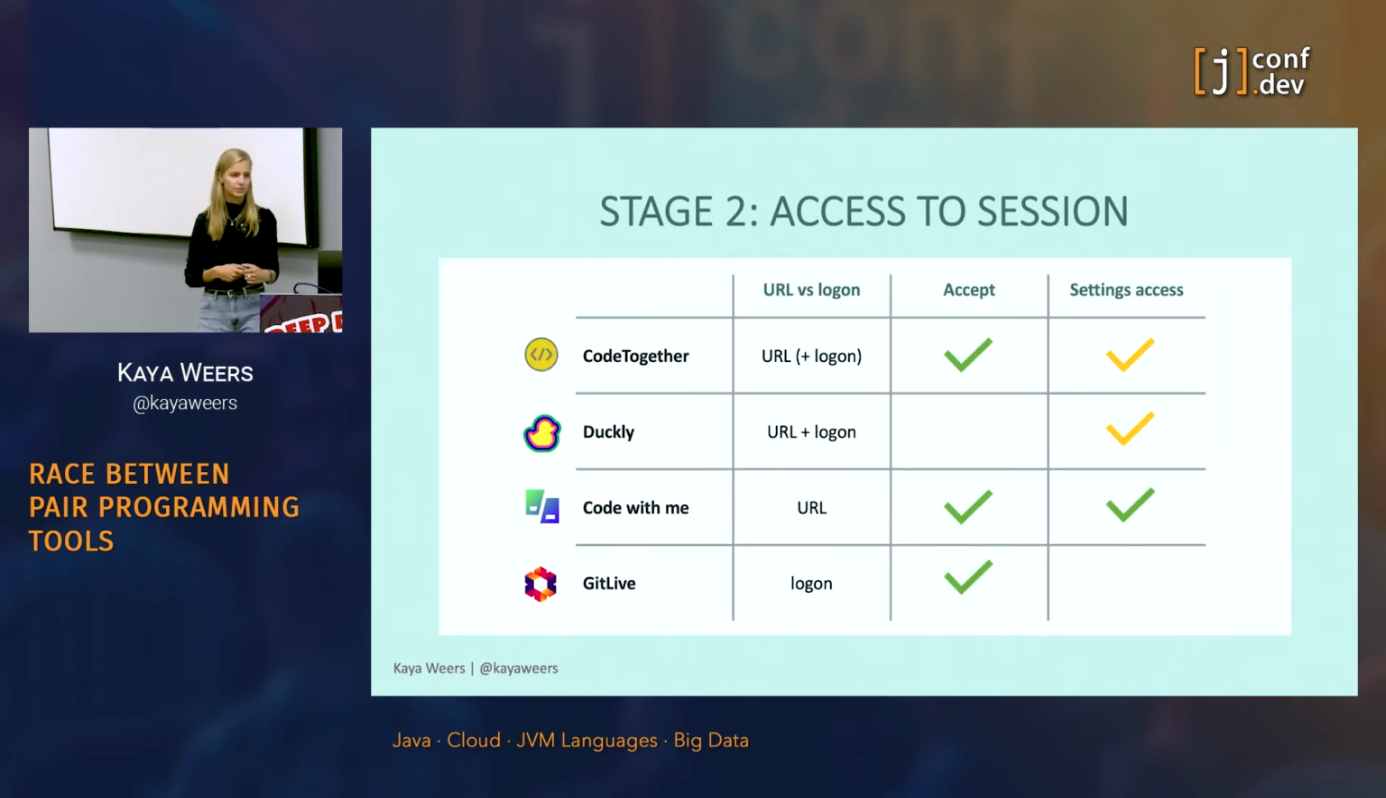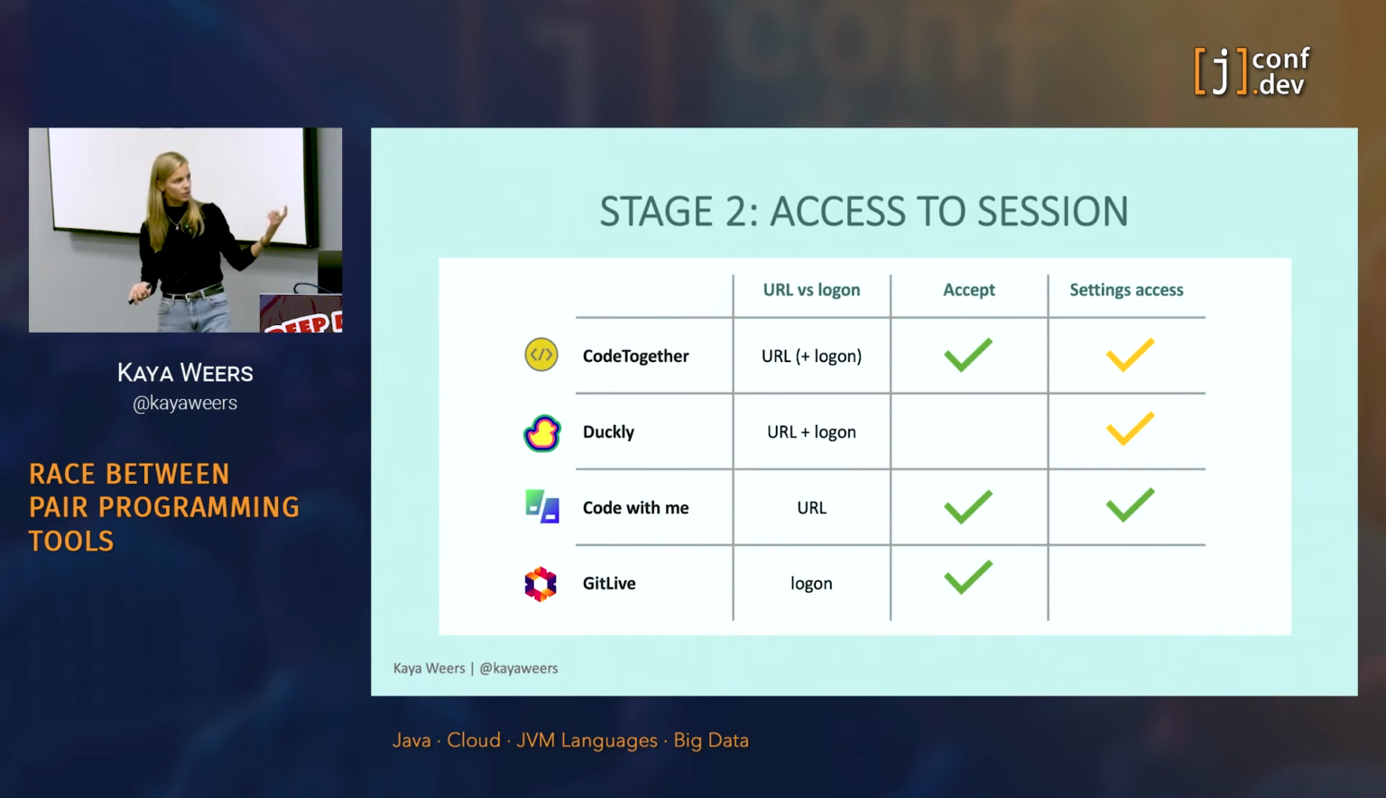So in short, you have different ways of logging in. Except for Duckly, all the sessions have something that you validate. The other one accepts, or in GitLive, it's the other way around. And the settings of the access are the best in Code.me. And GitLive has no settings, but it does make sense.